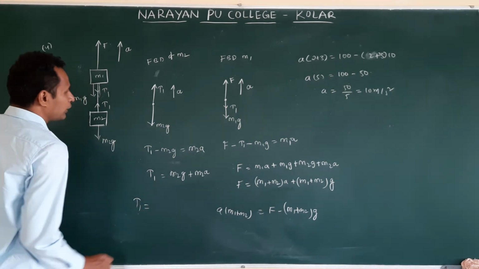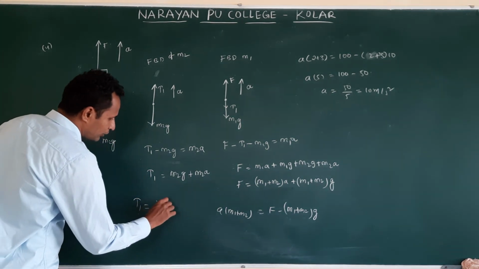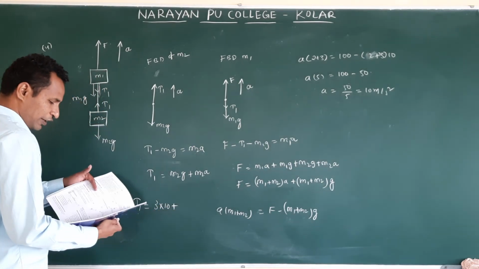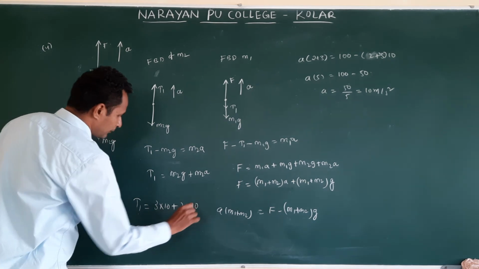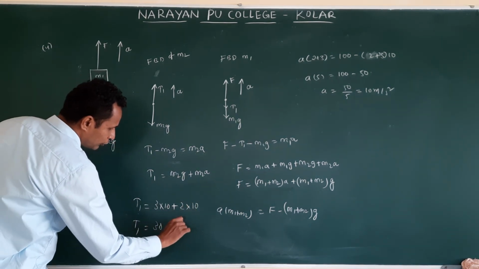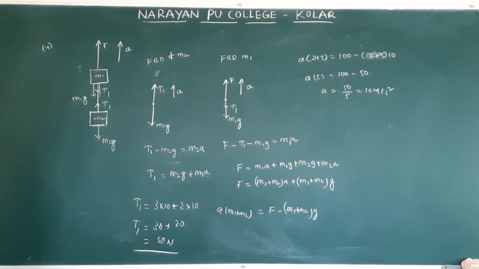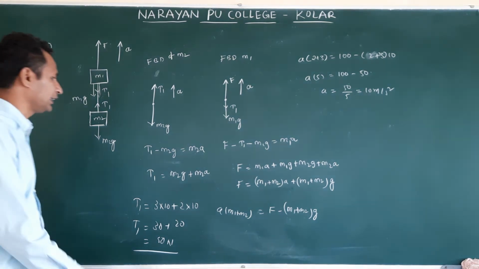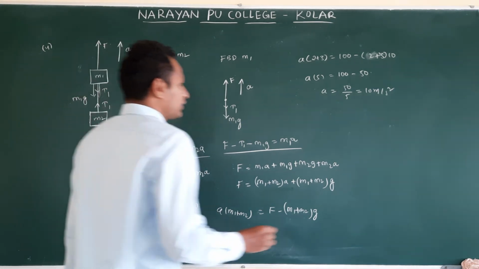T1 is equal to M2G plus M2A. What is that? M2 is 3 kg into 10 plus 3 into 10, so T1 is equal to 30 plus 30, that is 60 newtons. So if you feel that framing the equations is lengthy, you can substitute directly. See, from this equation and from this equation, if you substitute, we will get the answer easily.